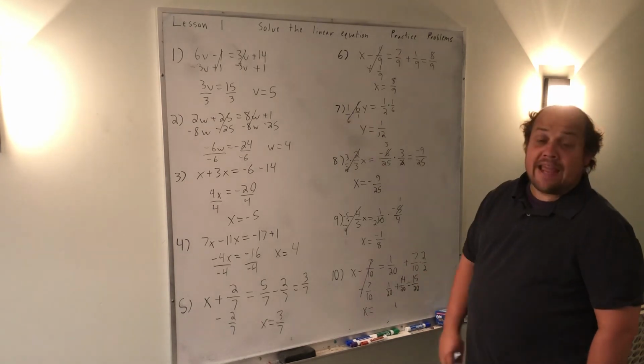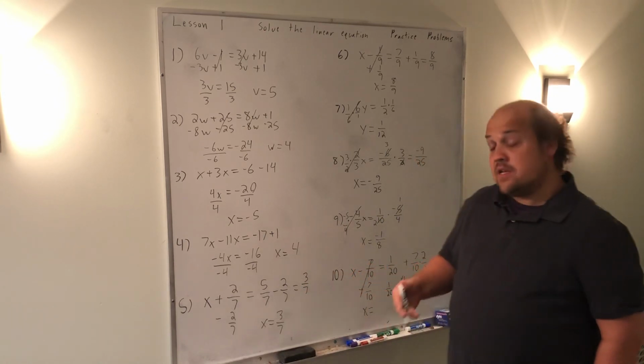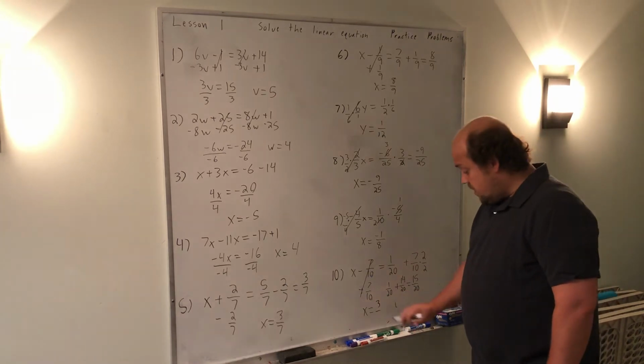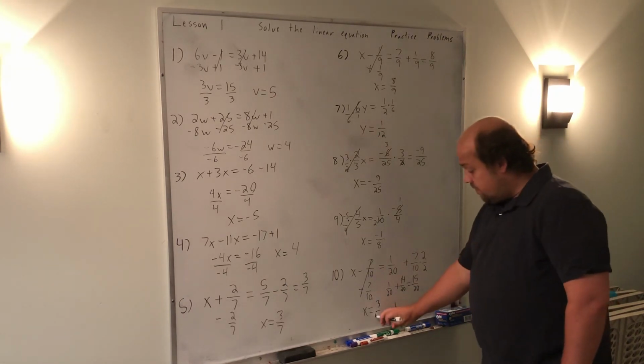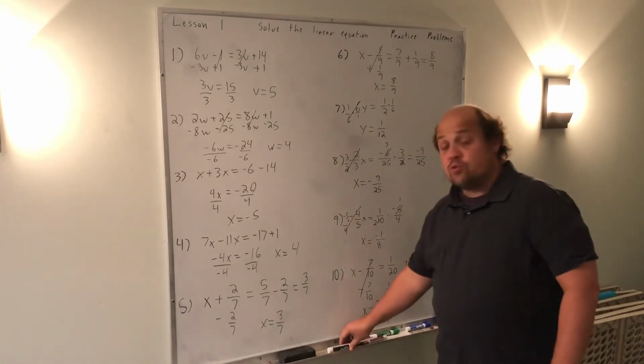But I can't write my answer as 15 over 20 because there's a common factor that goes into both of them. Specifically, 5 goes into 15 3 times, and 5 goes into 20 4 times. So my final answer should really be x equals 3/4.